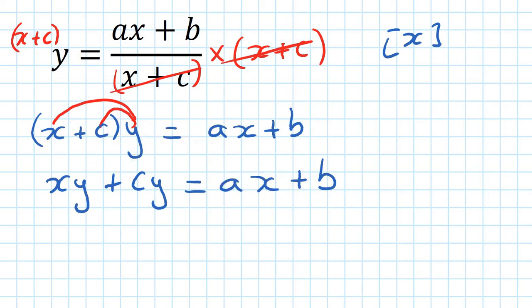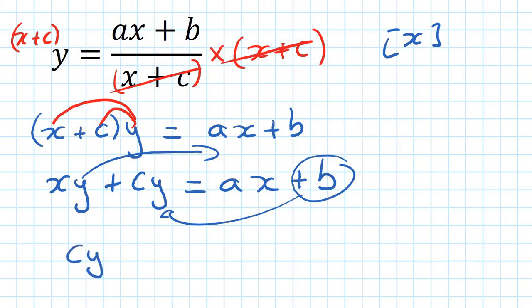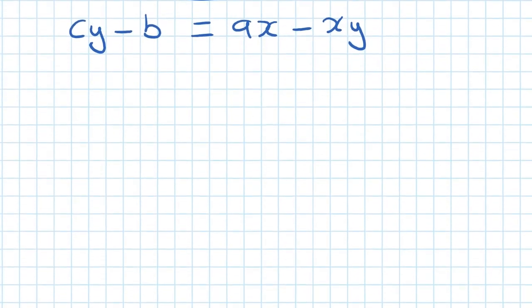All right. So the way to go about this is I just move x to this side and b to this side, so I leave all x on one side. So I just write cy first. I move b to the other side, it becomes minus b, is equal to ax minus xy. Okay. Now I just move this up here a bit.